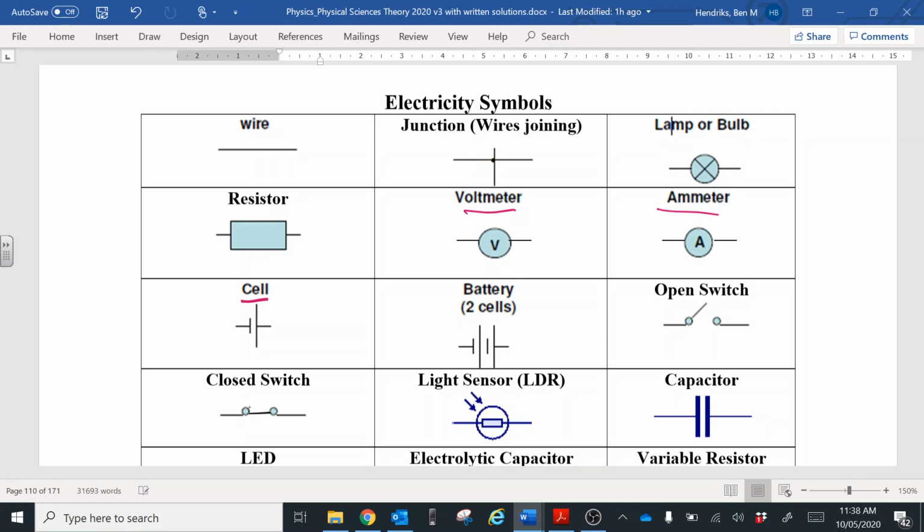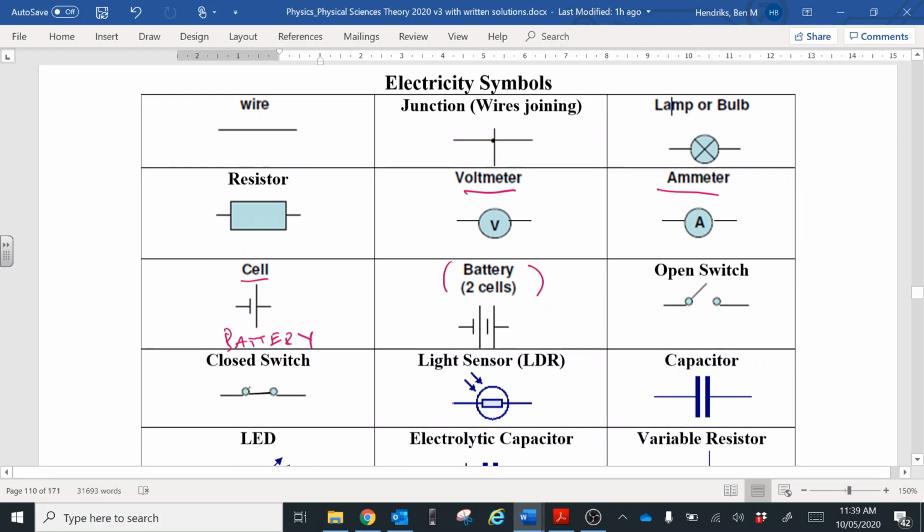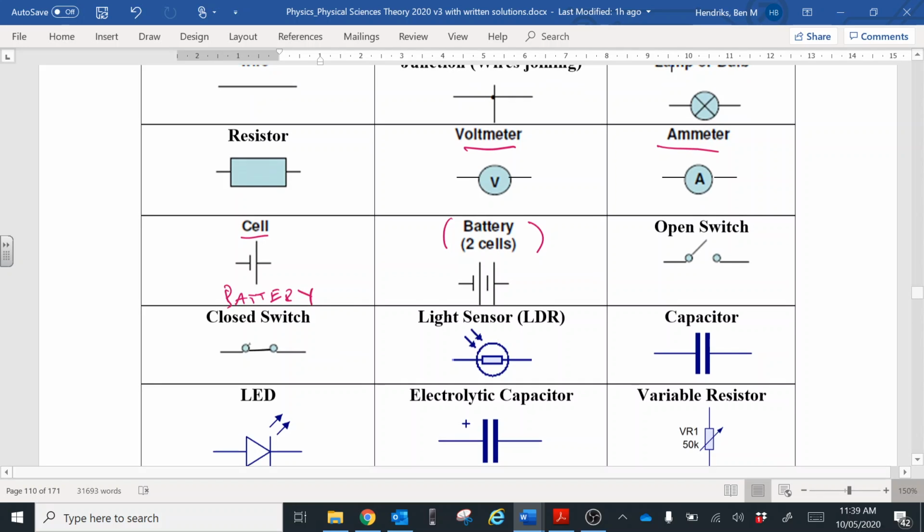A cell, this is a cell, and this is a battery. So officially a battery has 2 cells, but if you draw this as a battery, that's okay as well. So if you noticed before, I just drew it like that. If you draw it as a cell, that's fine. An open switch just looks like a gate kind of thing, and then a closed switch is the closed gate. So open switch and closed switch.